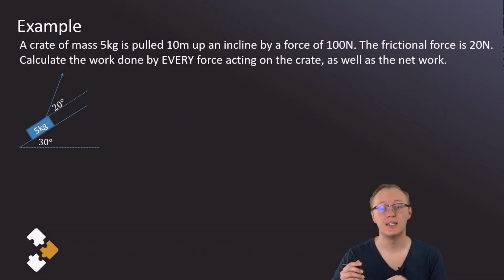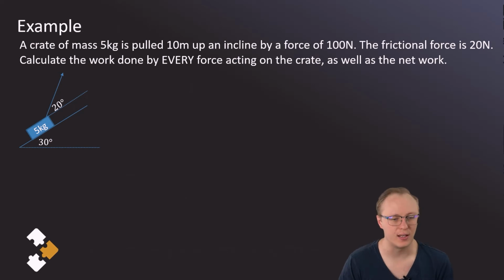Okay, so let's do this example here where we're going to find the work done by each and every force that is actually doing work on this object, right? So we've got this crate, the mass is 5 kilograms, and it's being pulled 10 meters up an incline by a force of 100 newtons. The frictional force is 20 newtons, and we have to calculate the work done by every force acting on the crate as well as the net work.